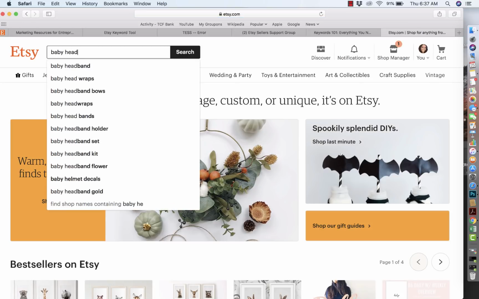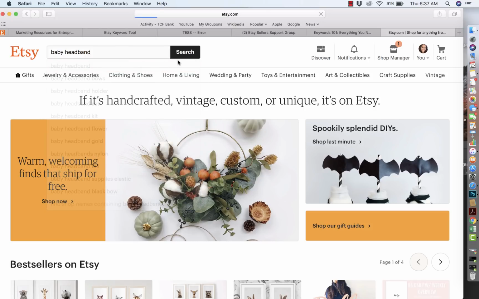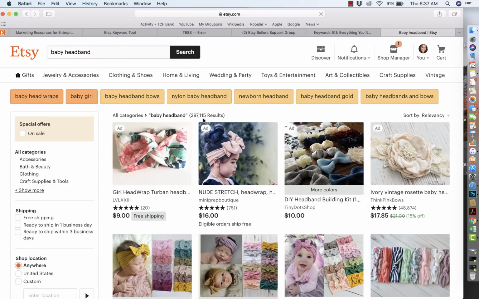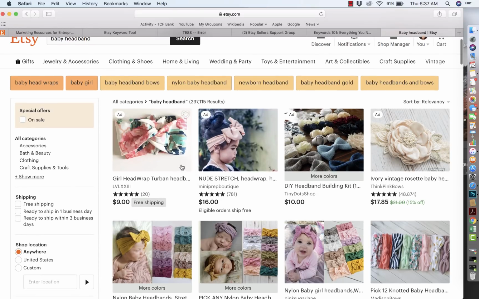The reason why is because if you're using a keyword that's very overpopulated, like this one, baby headband, 297,000 people are using that keyword. Therefore, if you create a new listing today with that keyword, how Etsy and other search engines rank your listing is based on different factors. It's based on how popular your store is. It's based on how popular that particular item is. It's based on how many sales you've got. It's based on the history of that listing. It's based on how many people engage with your store. I mean, there are so many different factors.